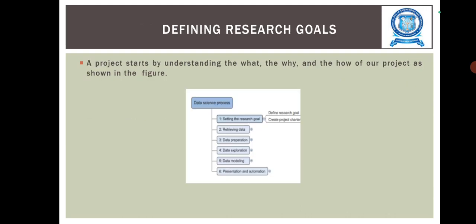The next one is defining research goals. Here the project starts by understanding the what, why and how of your project. The outcome should be a clear research goal, a good understanding of the context, well-defined deliverables and a plan of action with a timetable. This information is then best placed in a project charter.